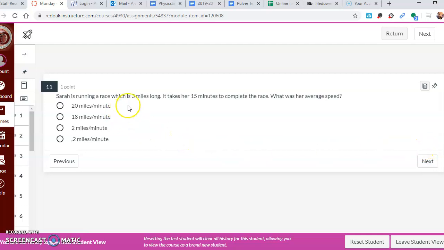Okay, Sarah's running a race that's 3 miles long. So again, you have the distance right here. It takes her 15 minutes. So that's the time. So you're going to take the distance, which is 3, divided by the time, which is 15. And I'm going to give you a clue: if you're dividing something smaller by something bigger, you're always going to get a decimal. You're always going to get less than 1, which is going to be a decimal.